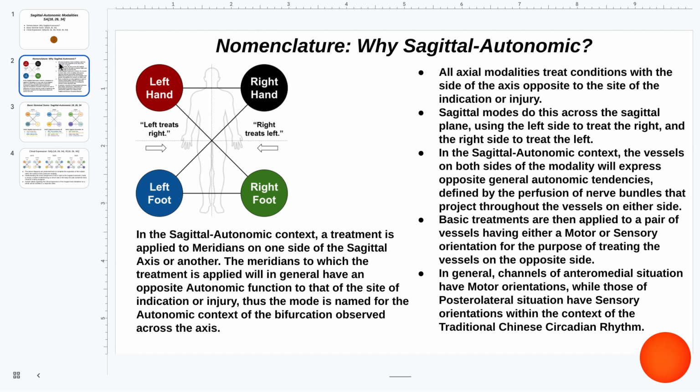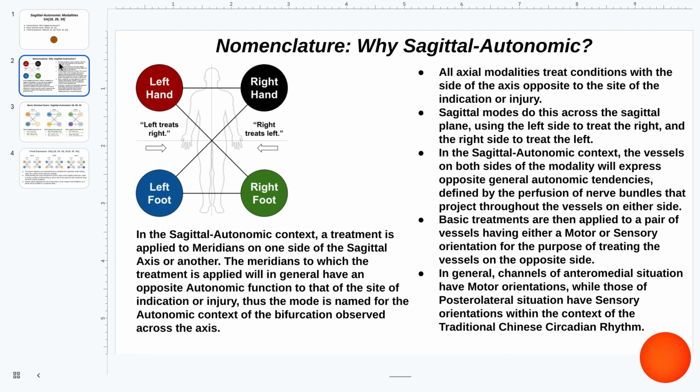In the sagittal-autonomic context, the vessels on both sides of the modality will express opposite general autonomic tendencies, defined by the perfusion of nerve bundles that project throughout the vessels on either side. Basic treatments are then commonly applied to a pair of vessels having either a motor or sensory orientation on the side opposite to the vessels of the indication or injury. In general, channels of anteromedial situation have motor orientations, while those of posterolateral situation have sensory orientations within the context of the traditional Chinese circadian rhythm.